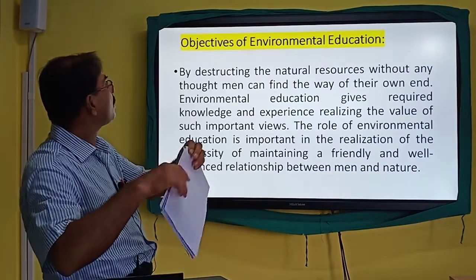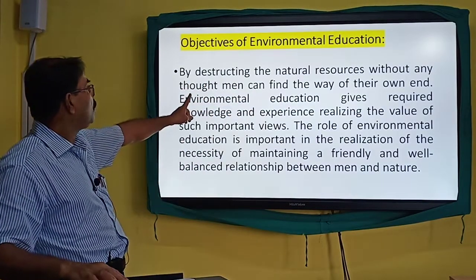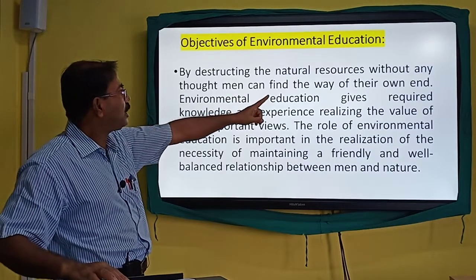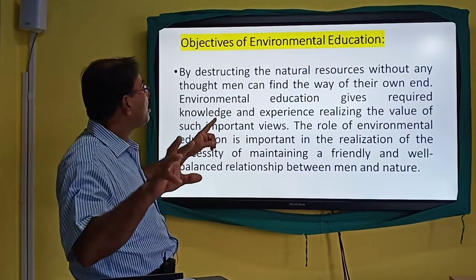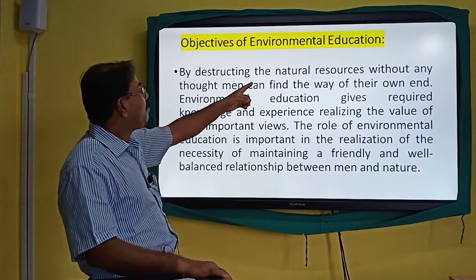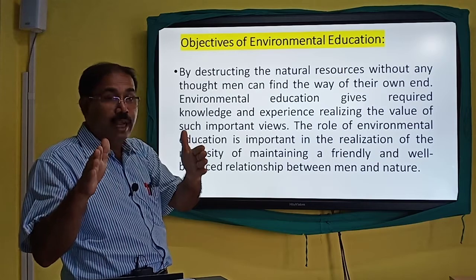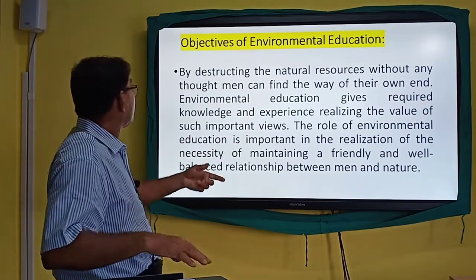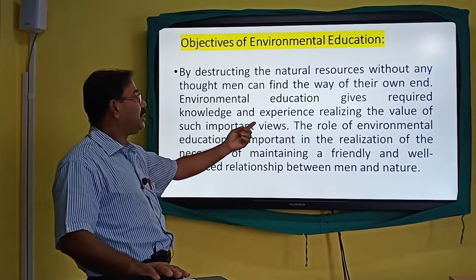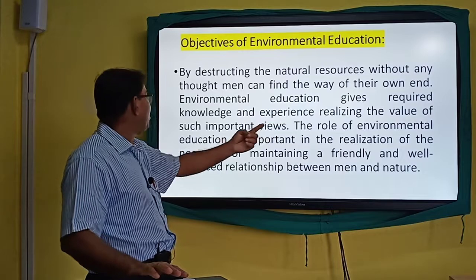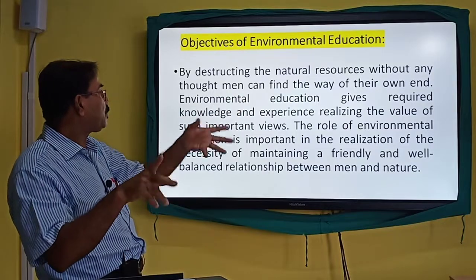Let us see the next objective. By destroying the natural resources without any thought, man can find the way of their own end. This is very important. If you do not become judicious, if you do not become thoughtful at the time of using the resources, it means that you are finding your way to your own end, your own decline, your own destruction. Environmental education gives required knowledge, necessary knowledge and experience for what? Realizing the value of such important things, meaning how to protect life, how we can protect our existence.